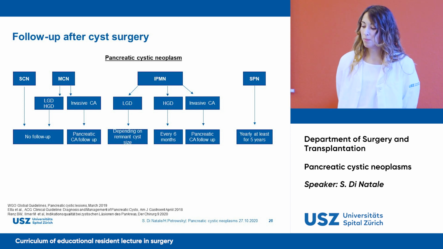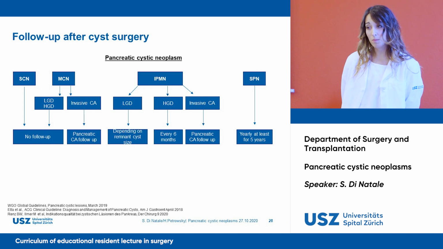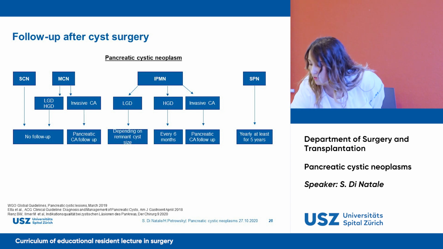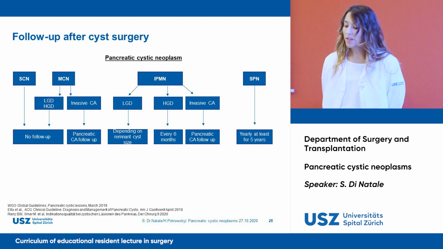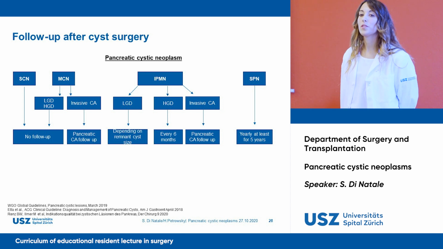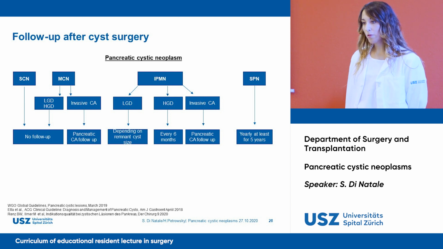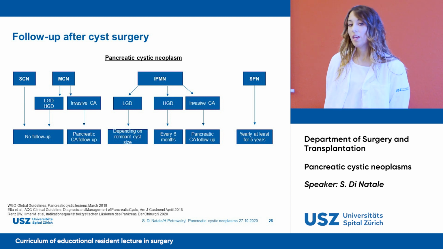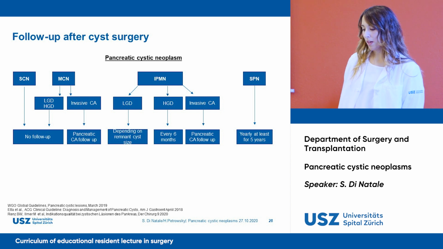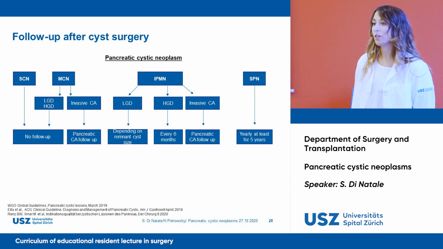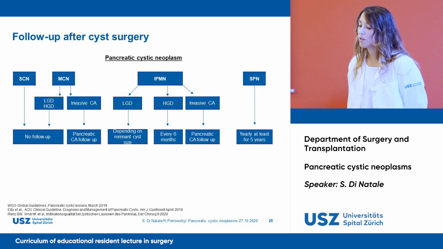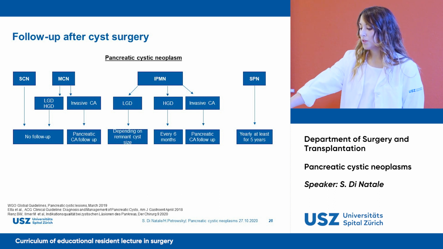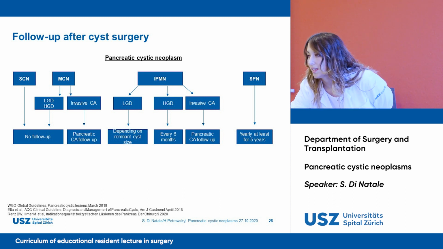In case of an IPMN with high-grade dysplasia, the patient should be followed up every 6 months due to the high recurrence risk. And in IPMNs with low-grade dysplasia, the surveillance interval depends on whether there is still a cyst in the remnant pancreas or not. If there is still a cyst in the remnant pancreas, then the surveillance interval depends on the size of the cyst, as already mentioned. If there is no cyst, then the patient can be surveilled every 24 months.